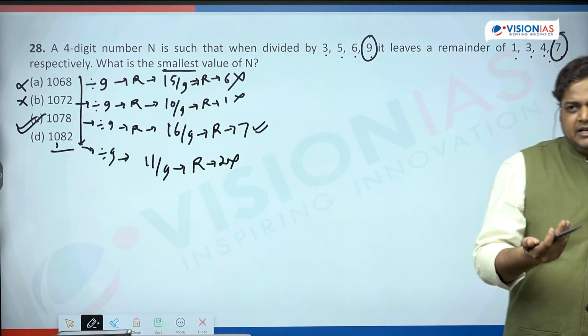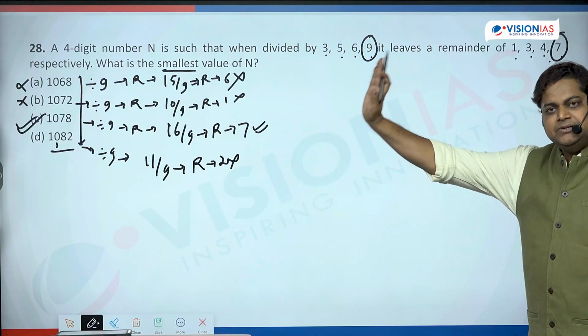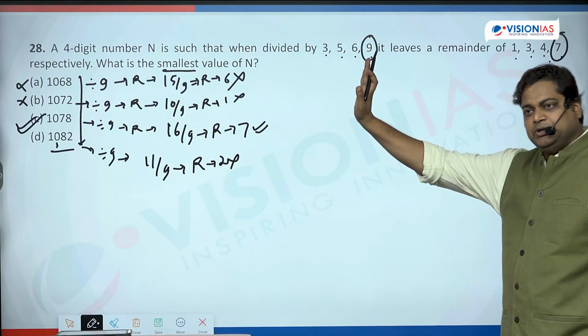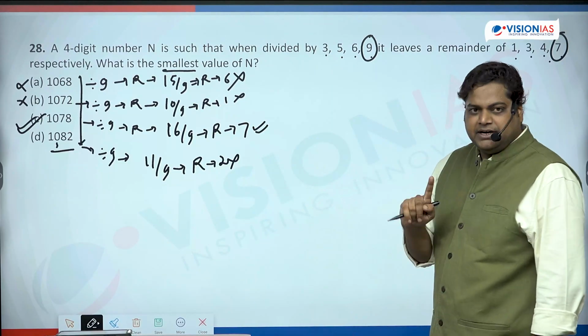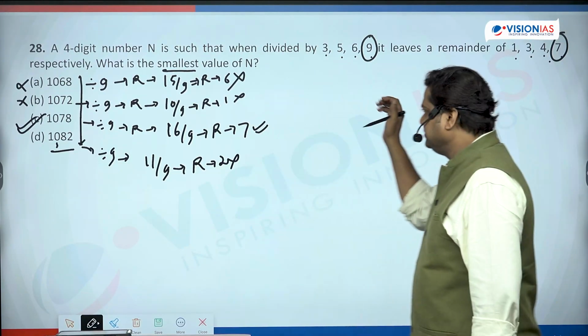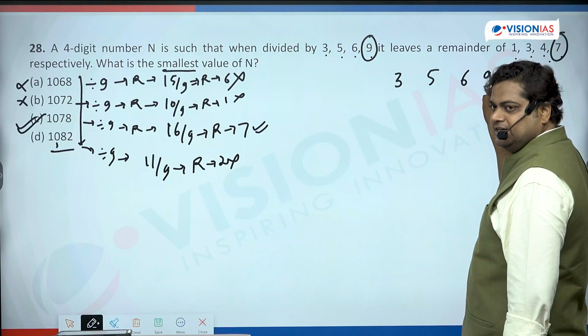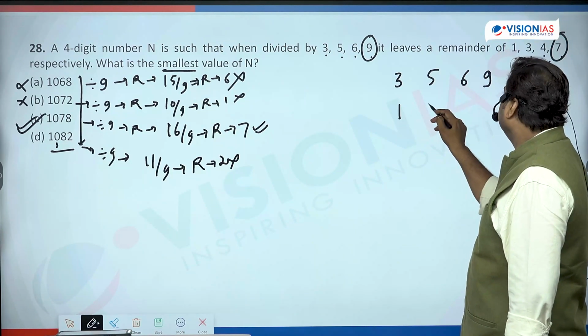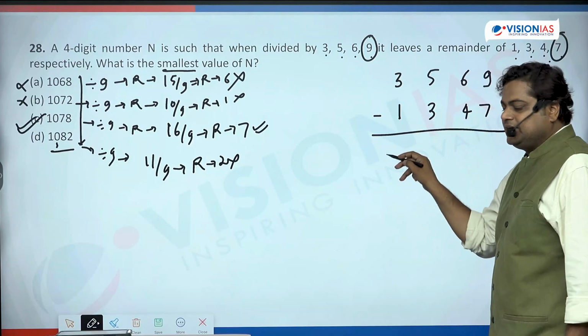So just by applying the divisibility rule of 9, we can get the answer. The same way previously also UPSC asked questions. This way 2, 3, 4 questions are asked on pattern. Everyone understood? Or we can go by that approach. 3, 5, 6, 9 se we are dividing. What remainder we are getting? 1, 3, 4, 7.